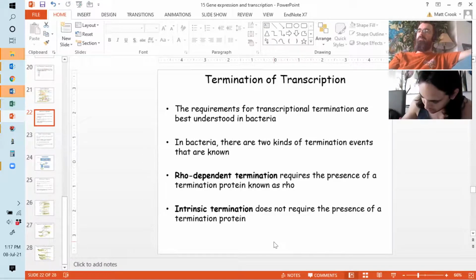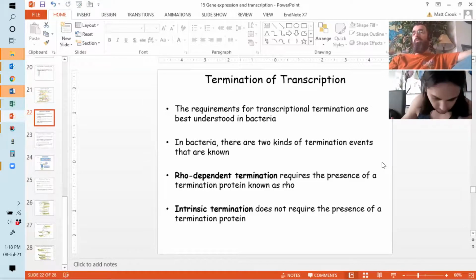And so in bacteria, we have what's called intrinsic termination. That's all about information that is intrinsic to the sequence that's being transcribed. Right, so there's actually something in the sequence of the gene itself which tells RNA polymerase to stop. And then we have something called Rho-dependent termination, and Rho is a protein which is involved in the termination of transcription.